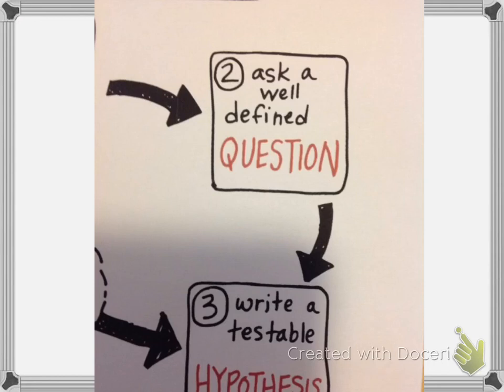So step one, using your senses to observe, is going to lead to step two, where you can ask a well-defined question. So using what you've seen, a well-defined question is not going to be general or vague. It's going to be a little bit more specific based on what you have seen.